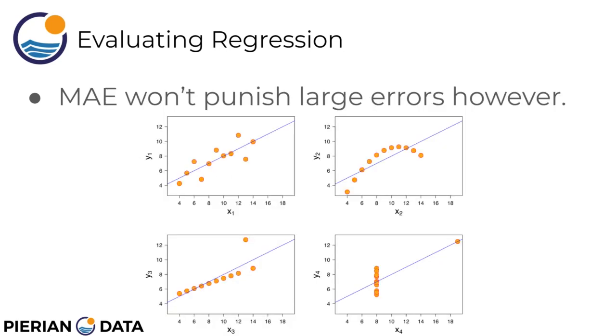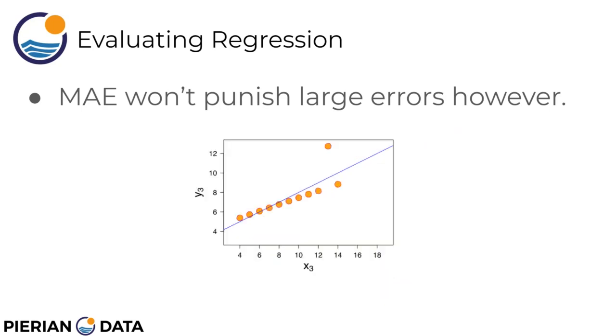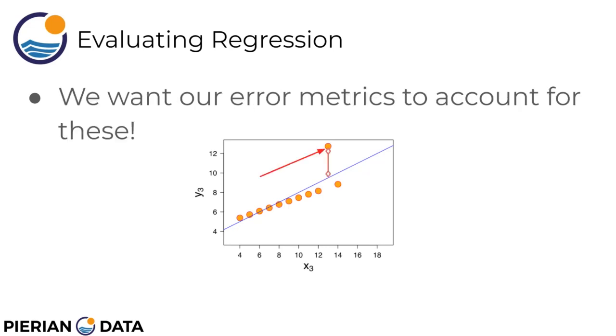Essentially, you're just taking the differences between your prediction versus the true label. You take the absolute value of that, and then you average that out for all your predictions. Now, the issue with mean absolute error is it won't punish large errors. So here we have what's known as Anscombe's quartet, and we can see that we have a wide variety of different scatters of data points here. However, the line of best fit for all of these is actually the same. So we want to make sure that we're aware of situations like this. For example, let's take a look at this specific situation where we have one point that's a huge outlier. So we want our error metrics to actually account for these.